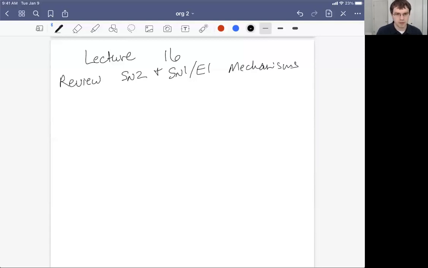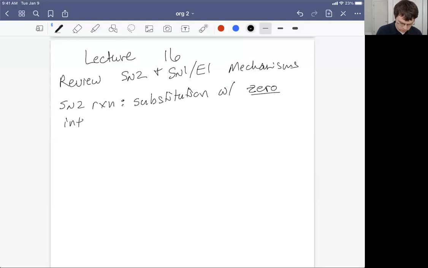So what we're doing with an SN2 reaction is we are doing a substitution with no intermediates. Zero intermediates. Okay. So for example, we looked at a reaction where we had, whoops, that's not right. We need a C in there.